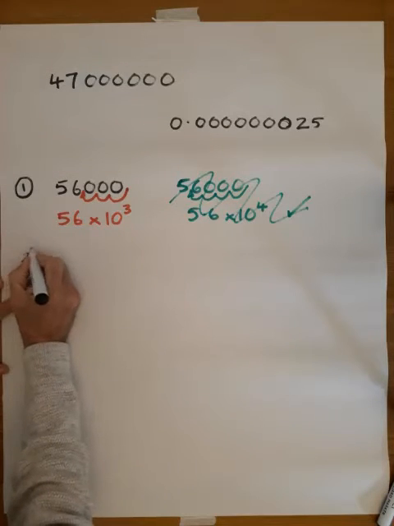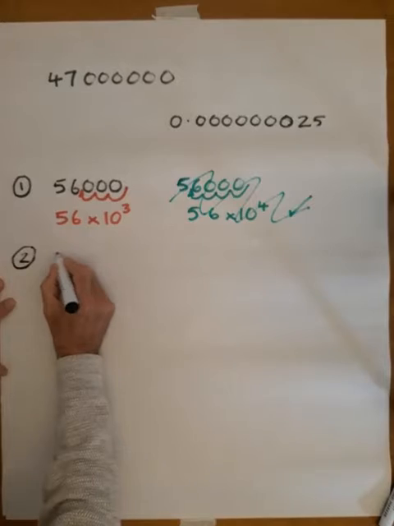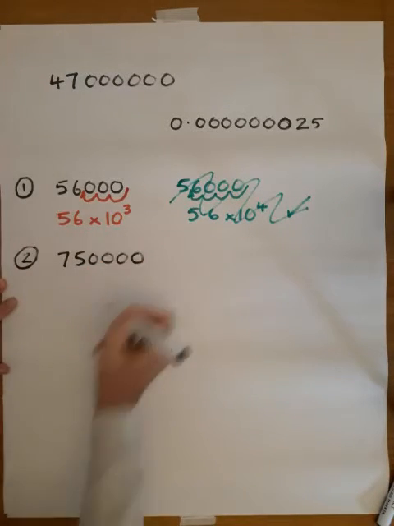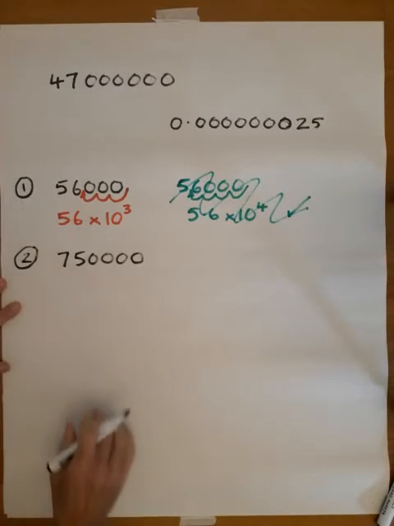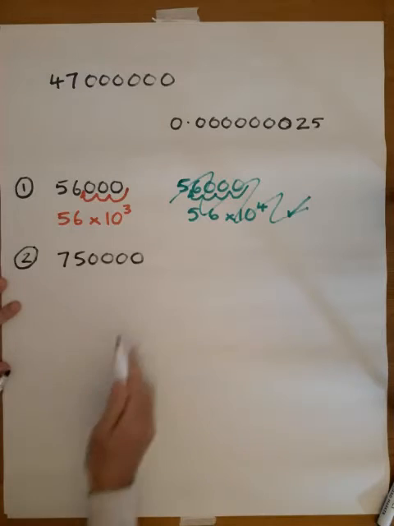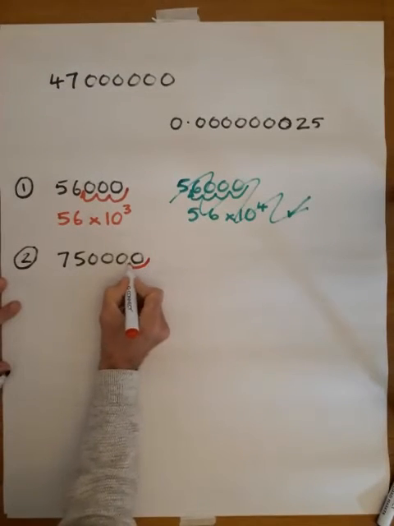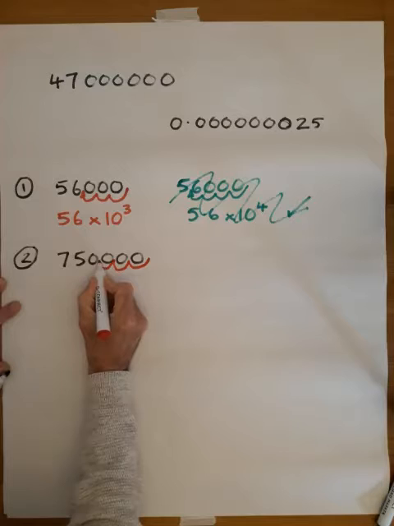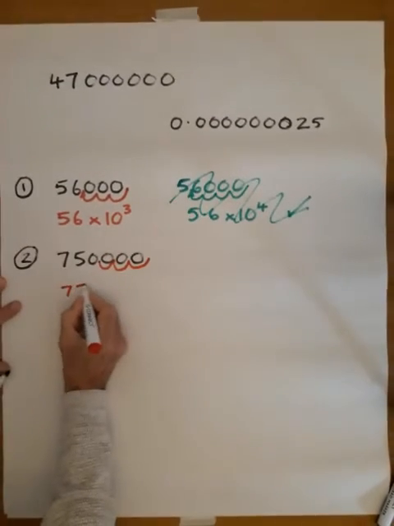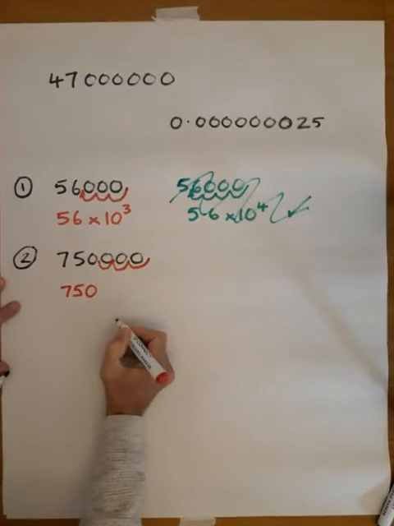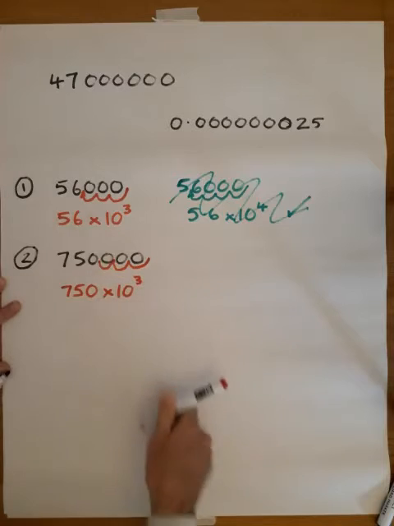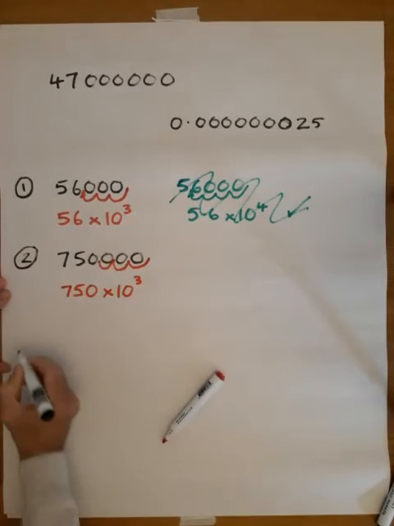So example 2. Try this. I want us to rewrite this number in standard form. Working in multiples of 3. Here's your decimal point. 1, 2, 3. And that leaves me that whole number of 750. 750 times 10 to the 3. Let's pick up another one.